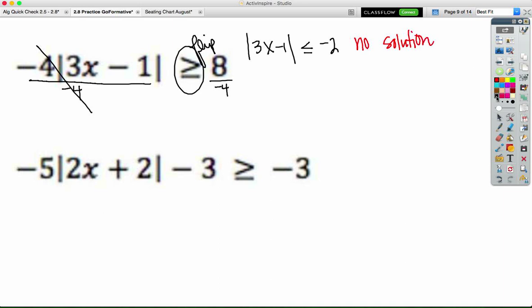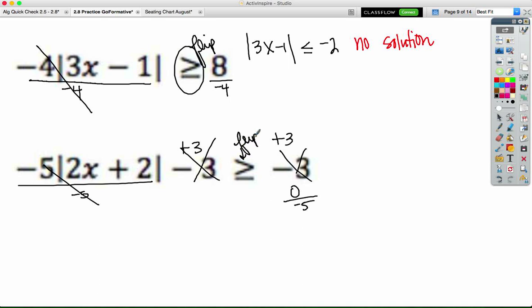Our next one, I need to add 3 to both sides. That's going to make it a 0 over here. Then I'm going to divide both sides by -5 to get rid of the -5 out front. 0 over negative 5 is still 0, but because I just divided by a negative, I need to flip. So I'm left with the absolute value of 2x plus 2 is less than or equal to 0.